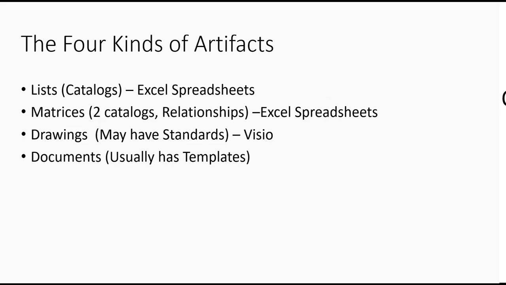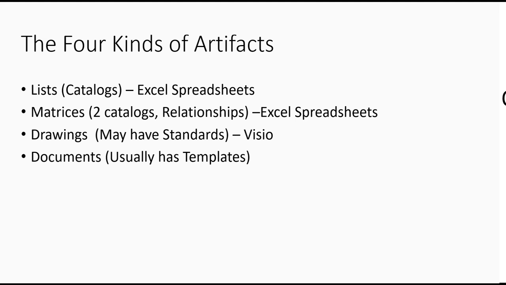The 4 kinds of artifacts are lists. TOGAF calls them catalogs, which are essentially Excel spreadsheets. The second is matrices, which describe the relationship between one catalog or list expressed across the top and another one down the side, and in the cells at the intersection you describe the relationship between the 2.